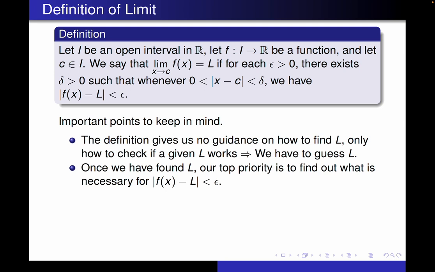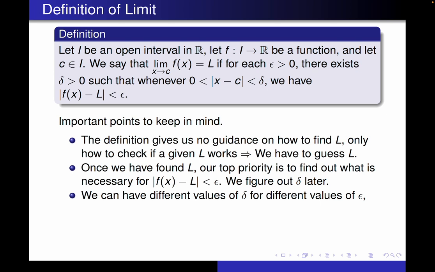That means we have to guess the limit and then verify it using the definition. Once we have found our limit L, or what we believe to be our limit, our top priority is to find out what is necessary for the absolute value of f of x minus L to be less than epsilon. Again, our goal is to meet Peeves' standards. From that, we'll figure out what delta is.